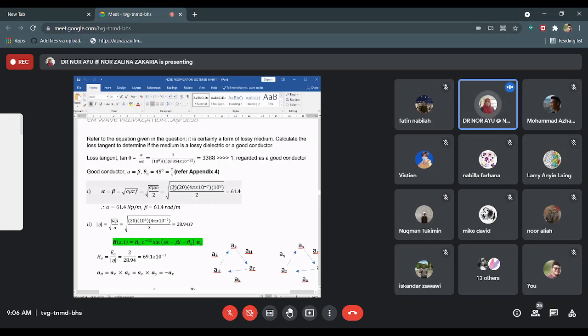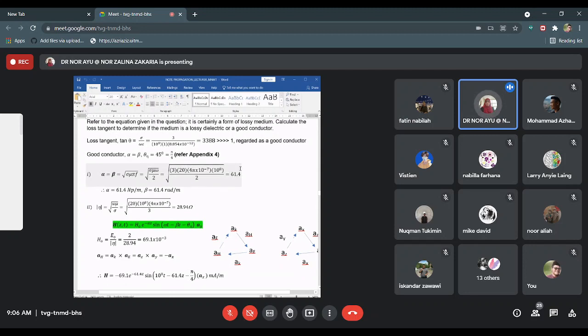We have 3 for the conductivity just now, and then 20 for your mu r, and 4 pi times 10 power of minus 7 as mu naught, and then 10 power of 8 for the omega, and then divide by 2, and you will get 61.4. Because alpha is equal to beta, the answer is 61.4 for both. Alpha is in units of nepers per meter and beta in units of radians per meter.